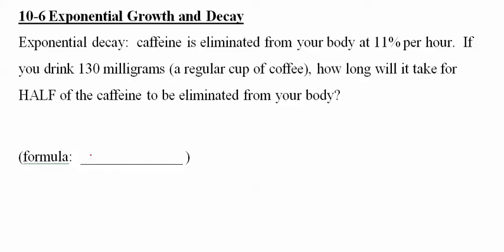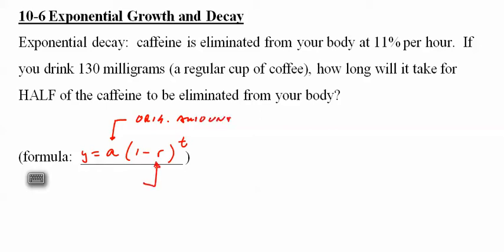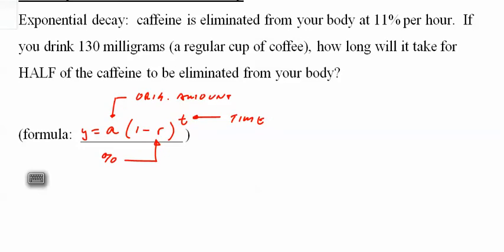So the formula is y equals a times 1 minus r to the t. A, of course, is the original amount. R, of course, is the percent eliminated per time unit, in this case per hour. And T is the time unit, in this case hours. So it's straight plug and chug from here.